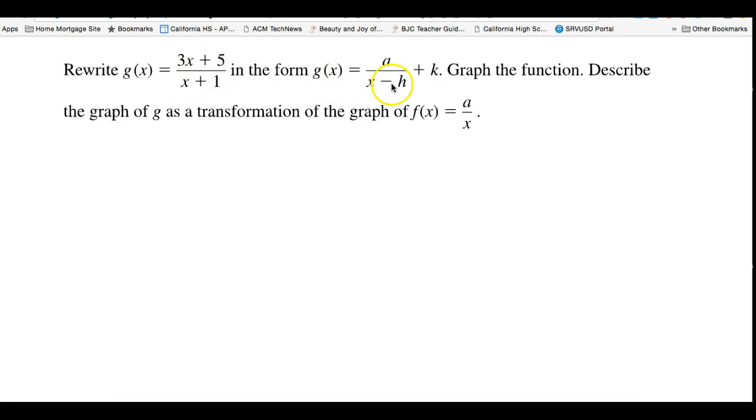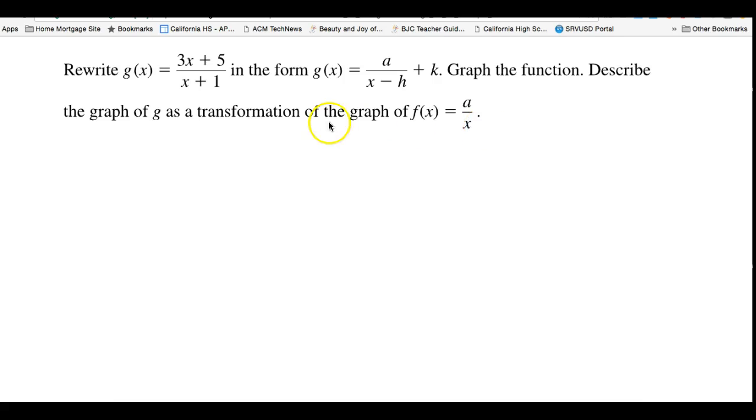In video 2, we saw how we graph functions in this format, a over x minus h plus k. The nice thing about this format is that your asymptotes are given to you, h and k. You know exactly what your asymptotes are, and it's very easy to find them. So we're going to see how we can take a function written in this form, convert it over to this, graph it, and then compare it as a transformation to our parent function, a over x.